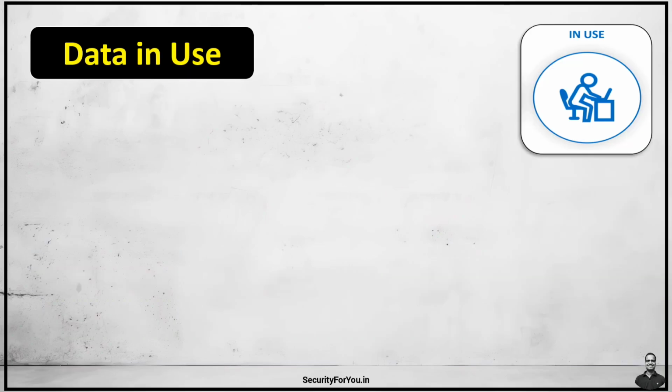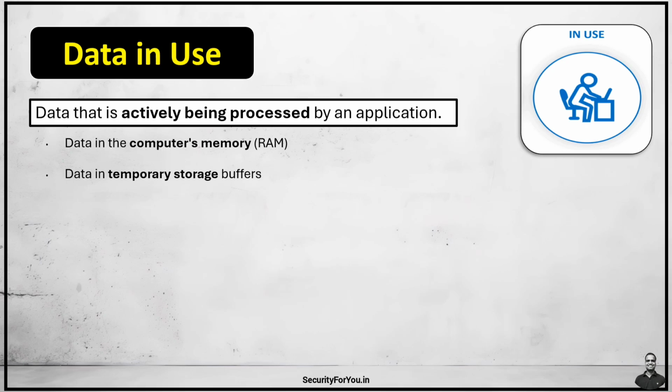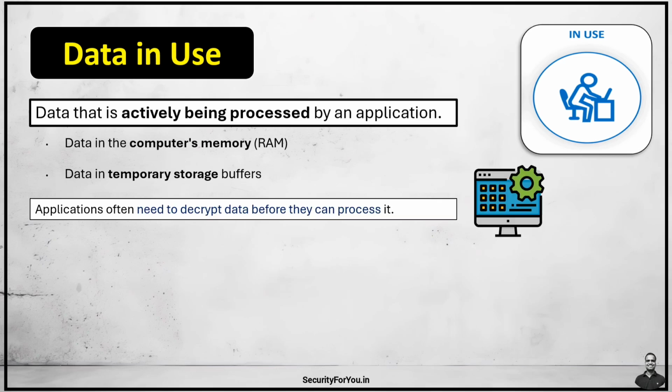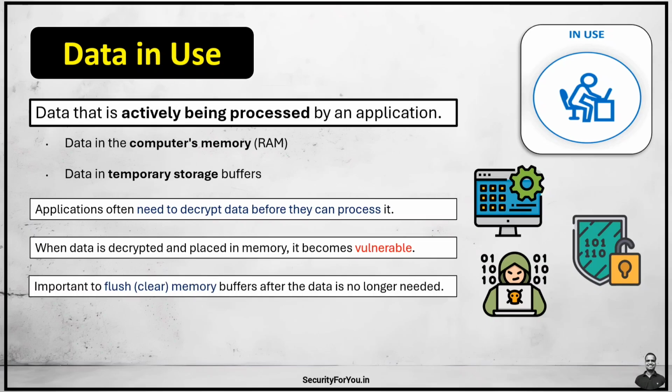Data in use refers to any data that is actively being processed by an application. This includes data in the computer's memory, which is RAM, and data in temporary storage buffers. Applications often need to decrypt data before they can process it. When data is decrypted and placed in memory, it becomes vulnerable to potential unauthorized access. So it's important to clear memory buffers after the data is no longer needed.